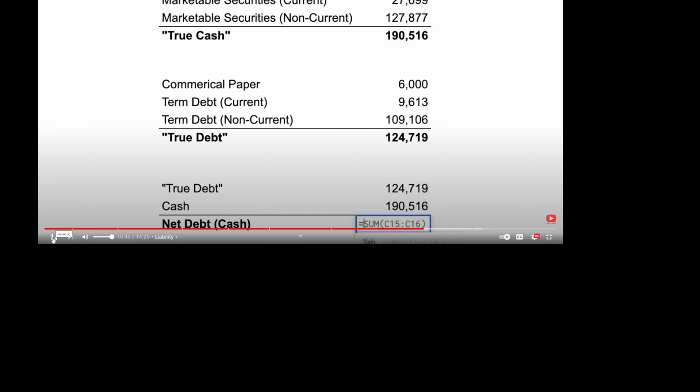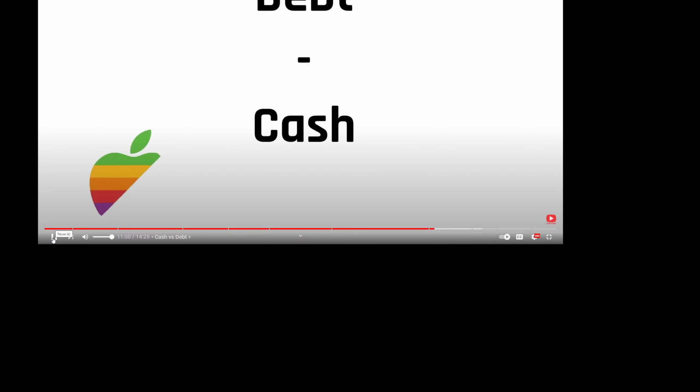If we do this with Apple, we get negative $65,797. This means that the company in theory does not have any debt on its balance sheet because its cash exceeds its debt. It's important to subtract out the cash a company has from its debt amount in order to see how much net debt the company has that it can't pay right away. In the case of Apple, even though the company technically has $124 billion of debt, they really don't because they have far more cash on the balance sheet than debt.